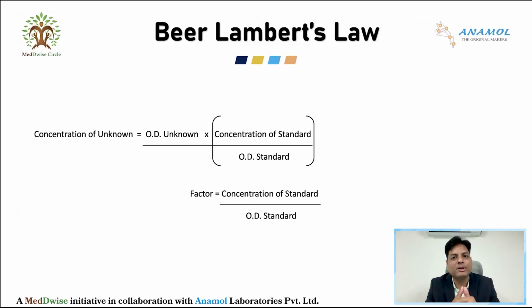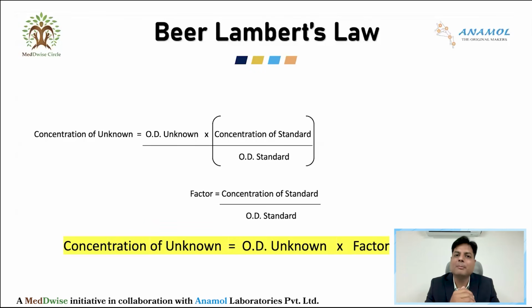This formula is often used in our IVD industry, where the new formula for Beer Lambert's law now is the concentration of unknown sample is equal to the absorbance of unknown sample multiplied by the factor. So whenever the factor changes, the concentration of the unknown value also changes. This concept is very heavily used in our IVD industry to find the concentration of unknown value, which means we have to find the concentration of patient sample.